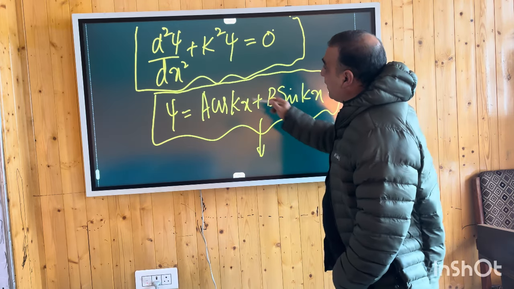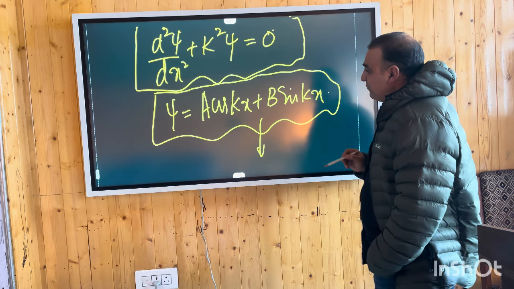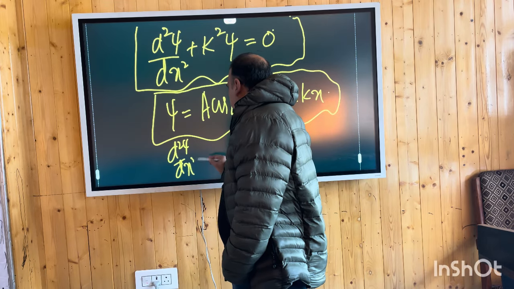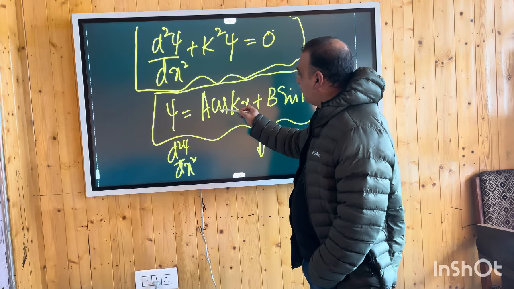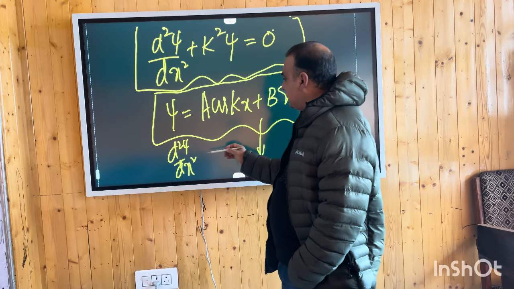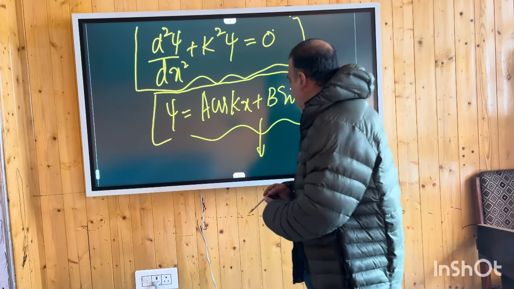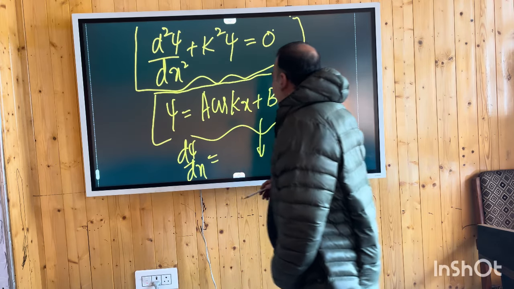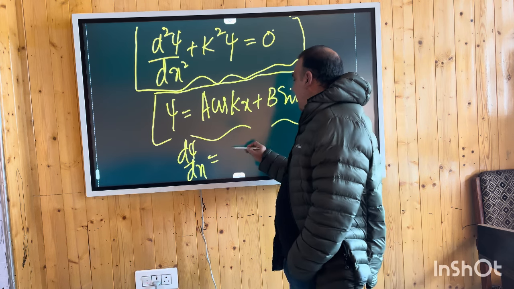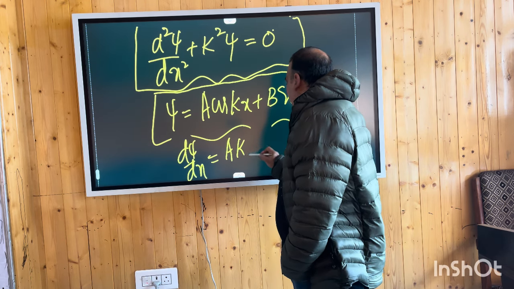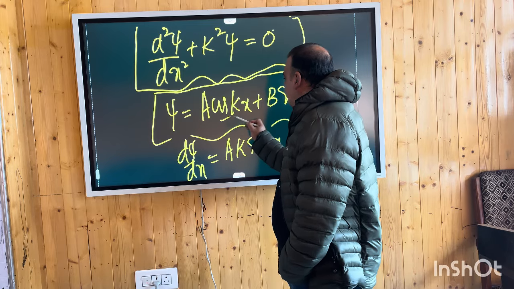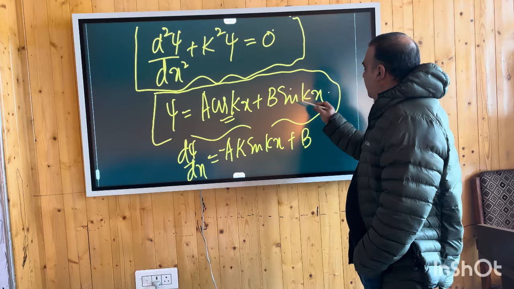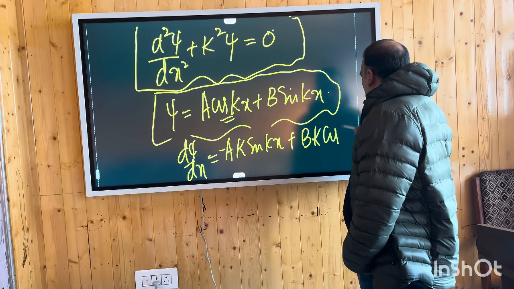So if this is psi, I want the double derivative of psi. So what will be d2 psi by dx2? Let me do it in steps. Let's not make a quantum jump. Let's go with d psi by dx first. Here a is a constant, and cos of kx will give us minus k sine of kx, because the differentiation of cos x is minus sine x, and plus b, k will be out, and the differentiation of sine x will be cos of kx.